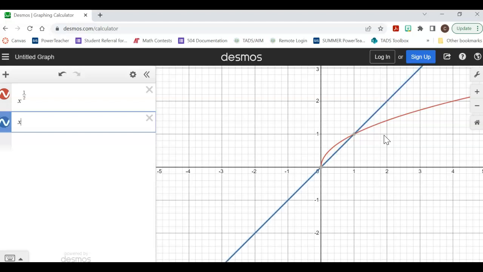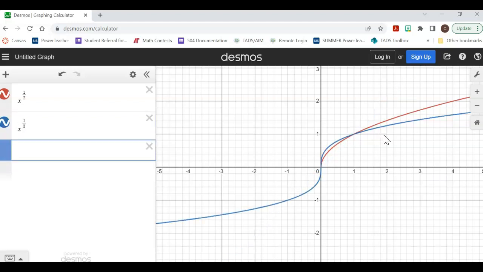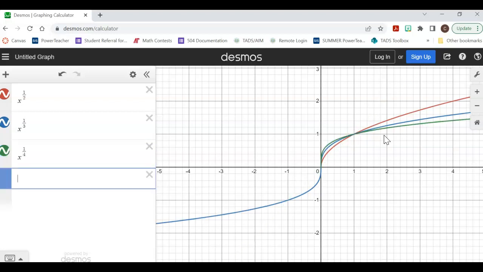For the second one, I'm going to graph x to the 1/3 power. That's the blue line. Next, I'm going to graph x to the 1/4 power. Okay, that's the one in green. So the green one is going up. It's a little higher than the cube root function, x to the 1/3 power, and it's going over here. So I'm looking at the one in green.